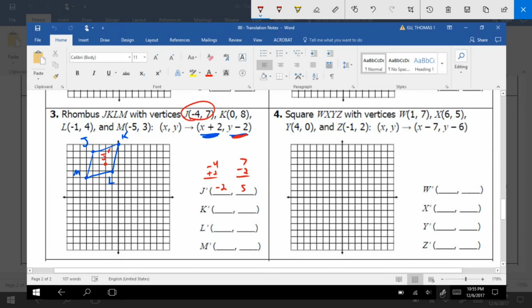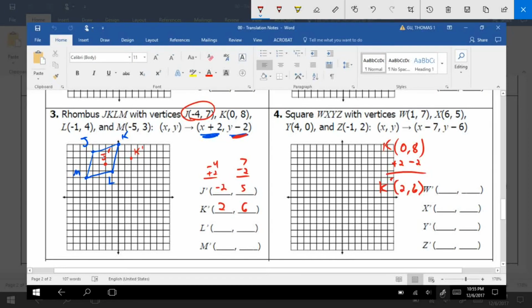Okay, so I'm going to just write in random spots. Okay, so K originally was 0, 8. That was K. And now we're going to add 2 to the x value and subtract 2 from the y value. So we get 2, 6 as my K prime. 2, 6. 1, 2, 1, 2, 3, 4, 5, 6. Boom, right there. That's K prime.